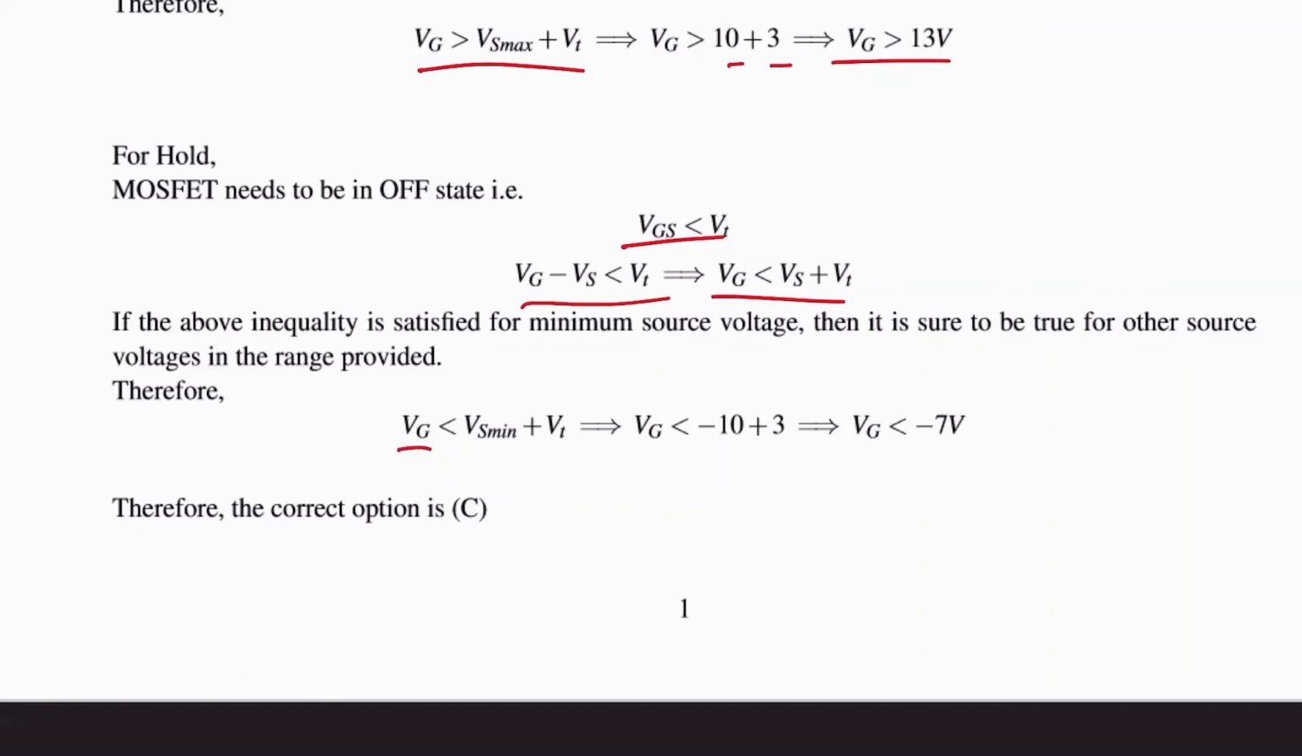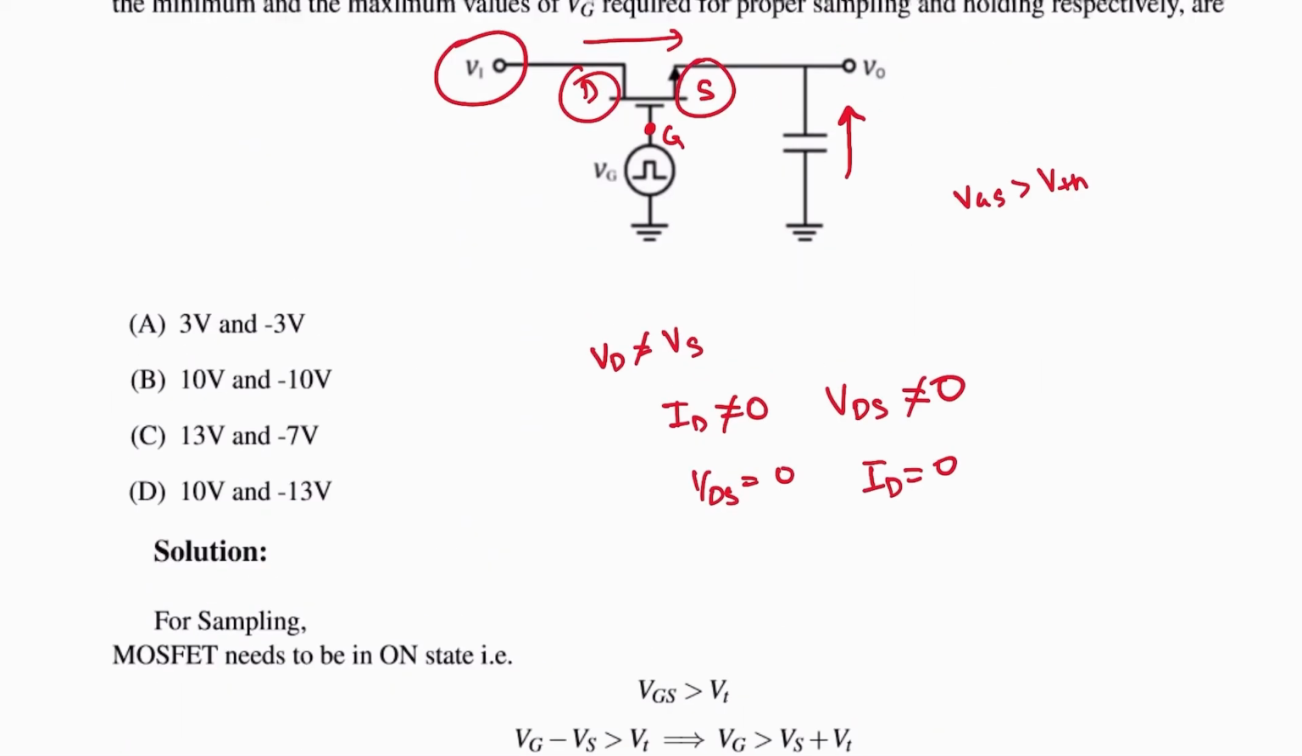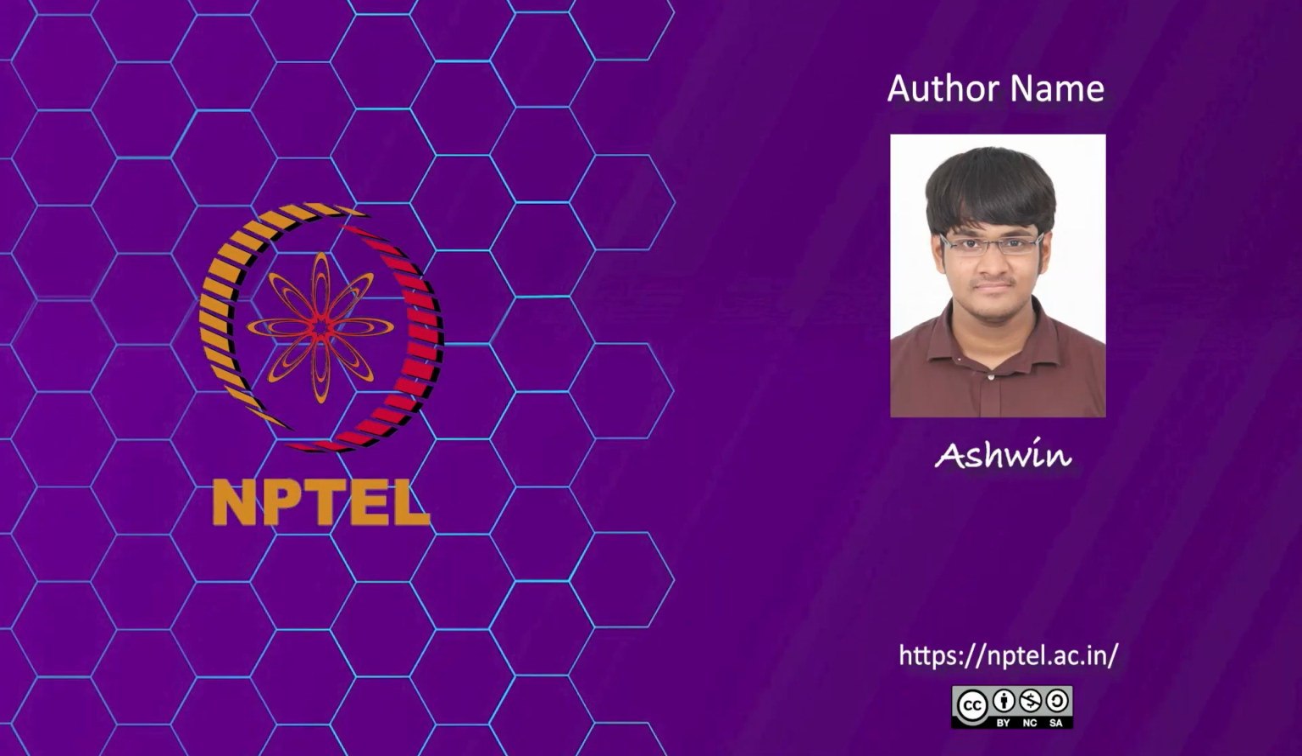So therefore VG has to be less than VS min plus VT, which is minus 10 plus 3, which is minus 7 volts. Therefore the correct option is C, 13 and minus 7 volts.